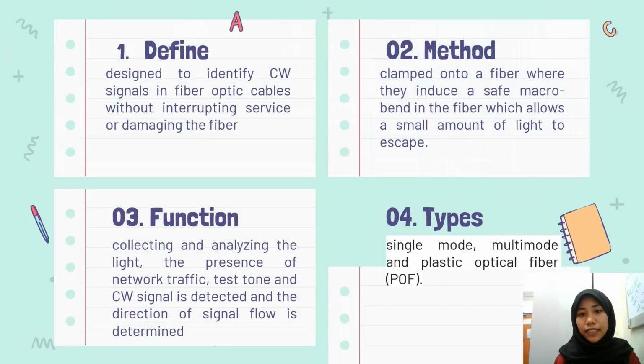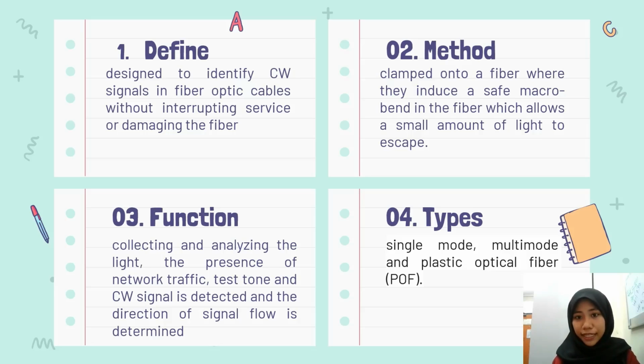Okay, now first is the definition. Designed to identify CW signals in fiber optic cables without interrupting service or damaging the fiber. Second is the method. Clamp onto a fiber where they induce a safe macro bend in the fiber which allows a small amount of light to escape. Third is the function. By collecting and analyzing the light, the presence of network traffic, test tone and CW signal is detected and the direction of signal flow is determined. Four is the types. There are three types: single mode, multi-mode and plastic optical fiber, POF.